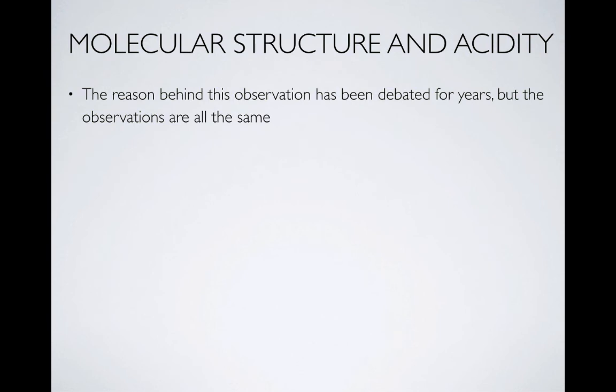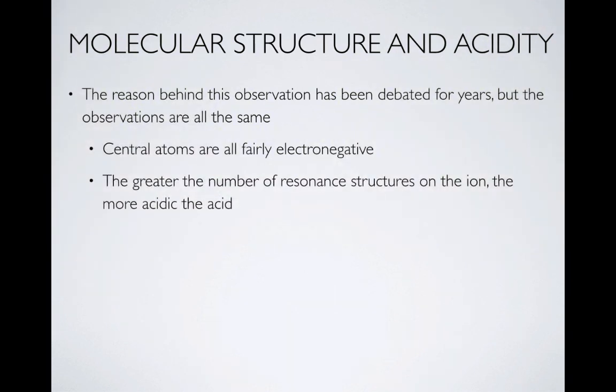Now, the reason behind the observation of the number of oxygens has really been debated for a lot of years. Different textbooks will put in different reasons, and nobody's really entirely positive on what effect those extra oxygens have. But the observations are all fairly clear. It's just the reasons that are all a little bit muddied there, but all those central atoms are fairly negative. You'll see sulfur in the middle, phosphorus in the middle, nitrogen in the middle, all fairly electronegative atoms.